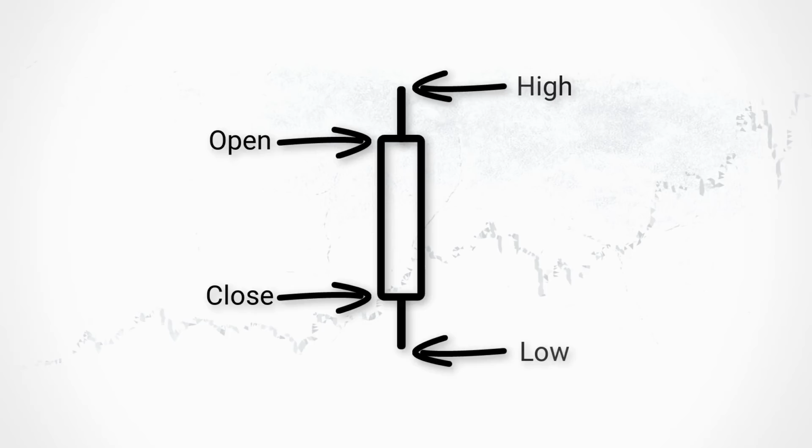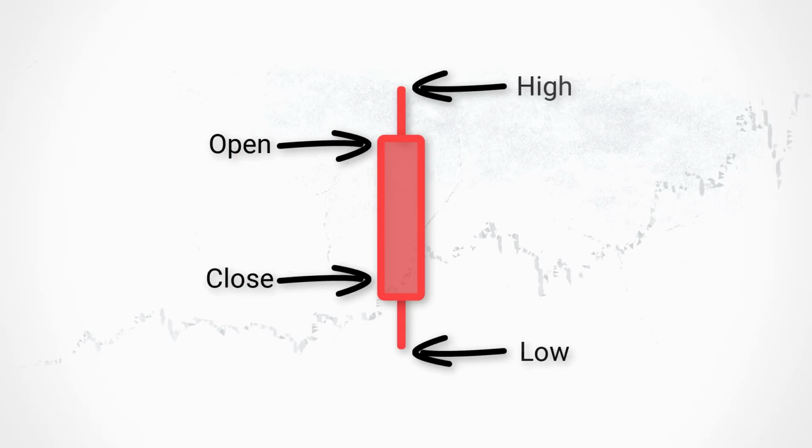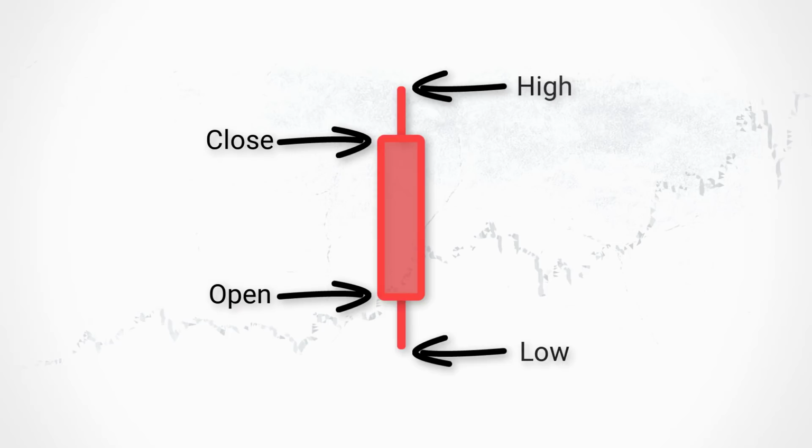GDAX has the simplest of these schemes. If the open is higher than the close, the stick is red and filled solidly. This means the price dropped during the period. And if the open is lower than the close, the stick is green and not filled. This means the price rose during the period. And it's as simple as that.